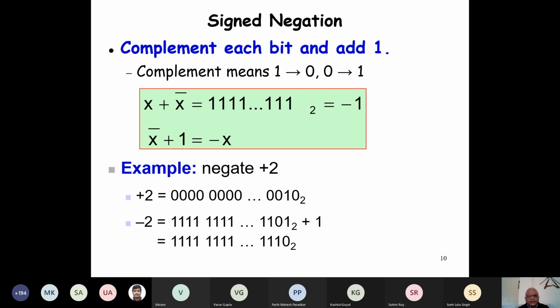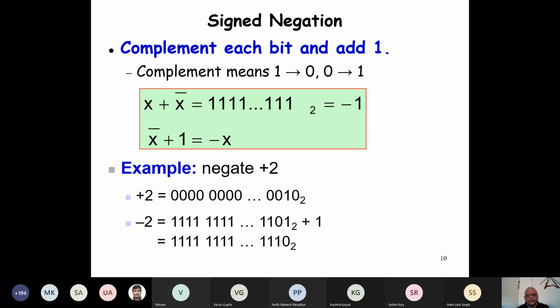Now, how do we do the signed negation? We complement each bit and add 1, right? That you know from your first year days. But why do we complement each bit and add 1? Complement means we just reverse, flip ones to zeros and zeros to ones. The idea here is that if we take a number x and its complement, the places where x has 0, x bar has 1. And therefore, when we add them, all bits will be 1.